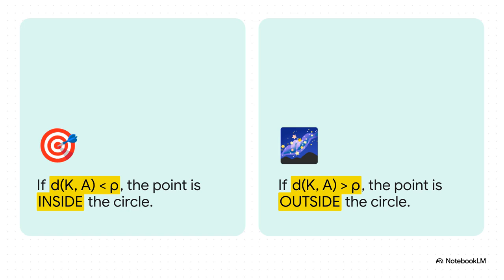It's just a simple comparison. First, you find the distance from the center of the circle, k, to your point, A. Then you just compare that distance to the radius. Is it smaller than the radius? The point's inside. Is it bigger? It's outside. And if it's exactly the same, bam, you've landed right on the edge.